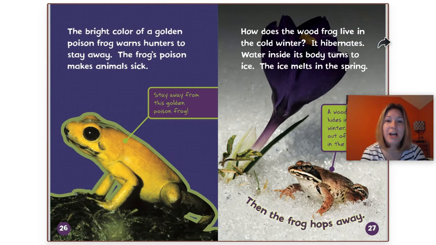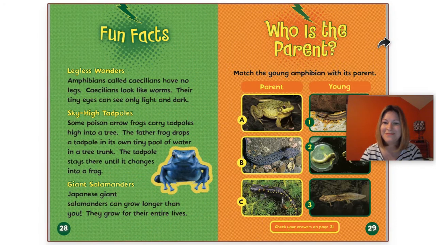Okay, the bright color of a golden poison frog warns hunters to stay away. The frog's poison makes animals sick. How does this wood frog live in cold winters? It hibernates. Water inside its body turns into ice. The ice melts in the spring, and then the frog hops away.